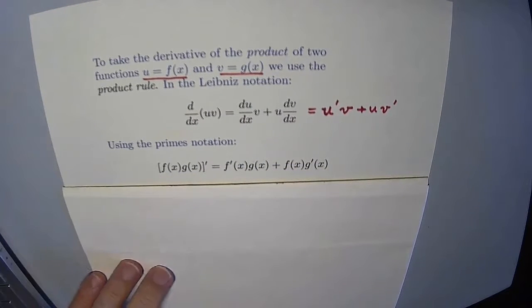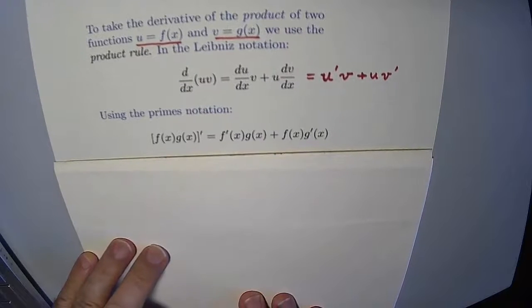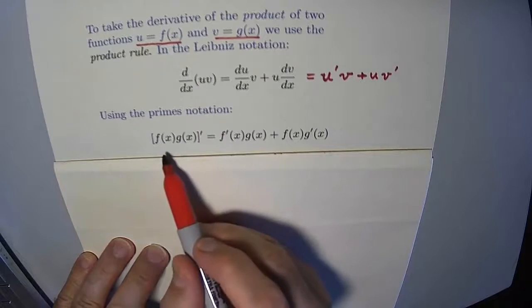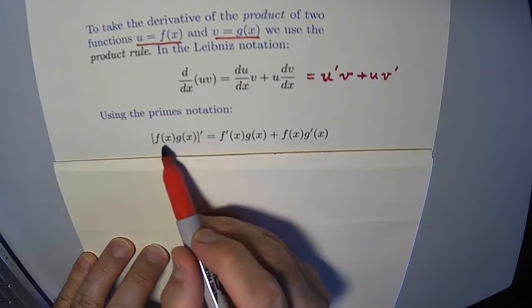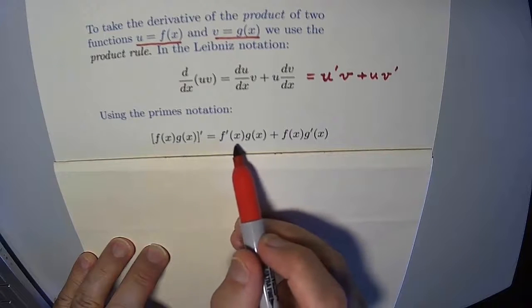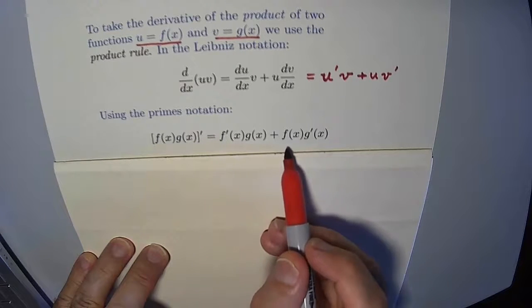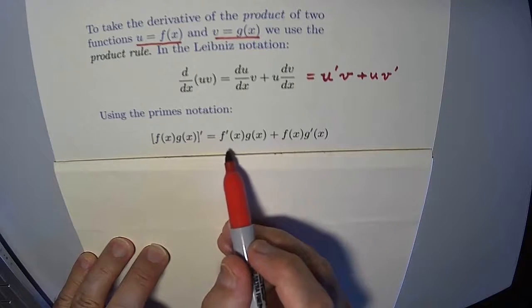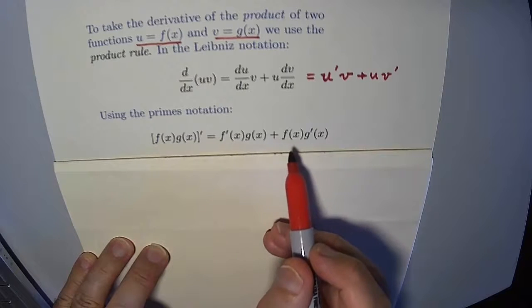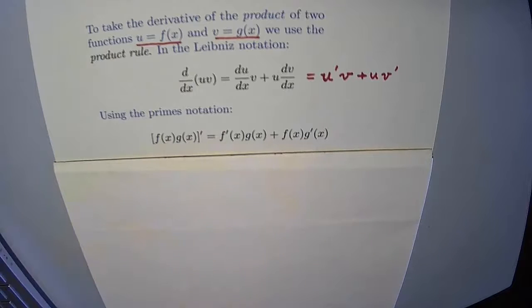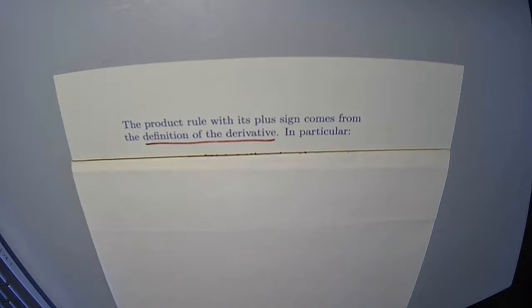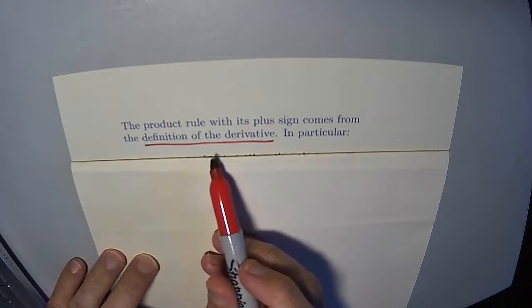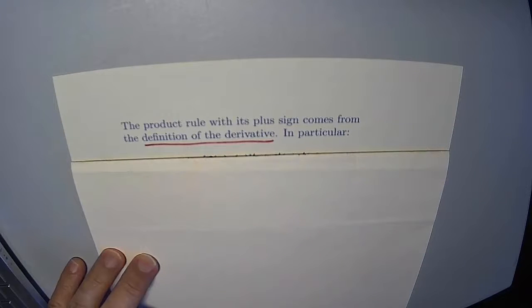In more detailed notation is the primes notation, in which we have the derivative of f times g, again f prime g plus f g prime, derivative of the first times the second function plus the first function times the derivative of the second. The reason that the product rule looks the way that it does has to do with the definition of derivative that I'll talk about in a separate video.